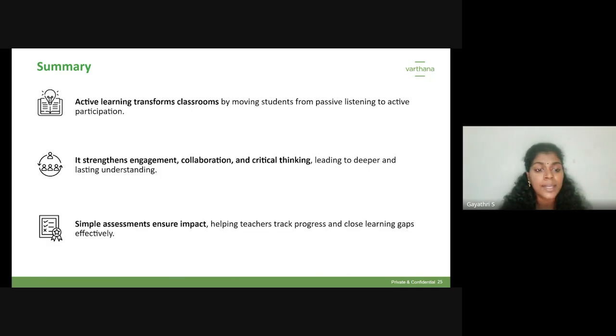Third most important, simple assessment. You have only 3 assessments. You can use any of these to help you track progress. It shouldn't be a very complicated thing for a teacher, right? It should be very simple but also effective to understand where the gap is happening or whether my children have understood the concept really well. So this is what today's session was about. I hope the points are clear to all of you: what active learning is, why it is important, what the 5 strategies are, and how you can use 3 different assessments to assess your classroom.